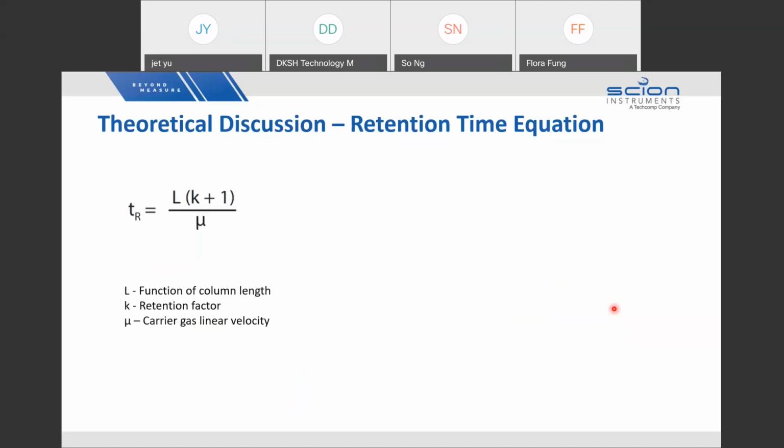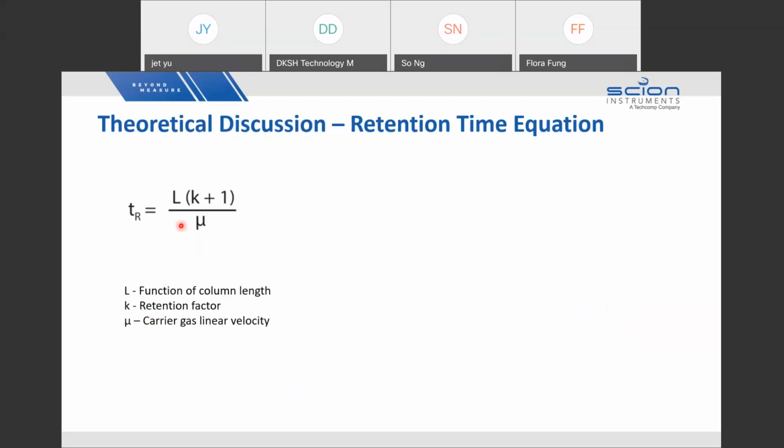So the first one is retention time. All right, so you look at this formula. I believe most of you are already aware of how to do this. For fast GC analysis, the shorter the retention time, the faster. Okay, so you look at these variables.